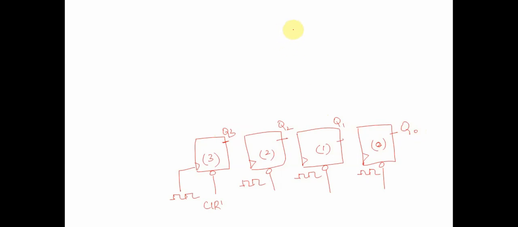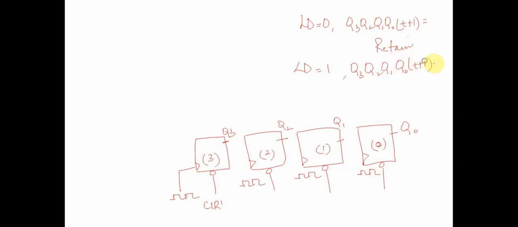What we need to do now is, whenever load is equal to 0, the output should retain its value. At t plus 1, it should be able to retain. When load is equal to 1, all these at t plus 1 should be equal to the input. And we don't want to mess around with the clock, we don't want to change the clock, we don't want to do clock gating anymore, right? So what does this mean? This means that depending upon the load signal, we have to select between the previous state and the input D.